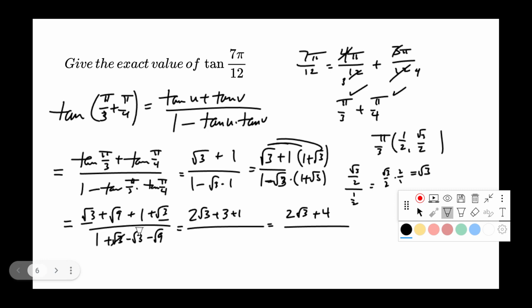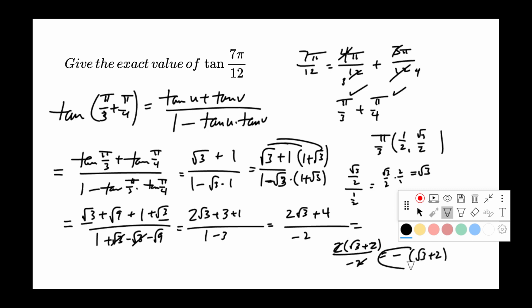On the bottom, these cancel. 1 minus 3 is negative 2. And then I can take out a 2 and knock out the 2 that's underneath. So 2, cross it out. I get negative root 3 plus 2. And that's my answer. I'm all done. Okay? So that's it for that one.